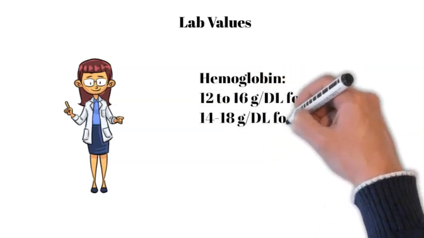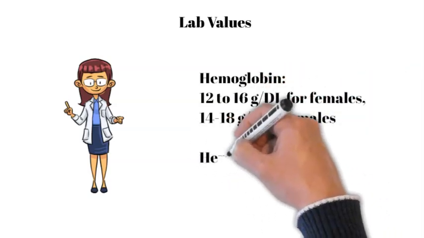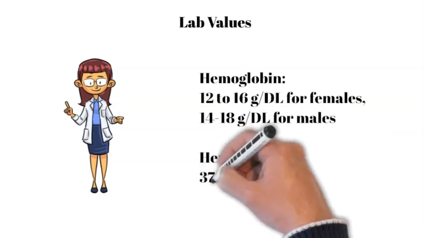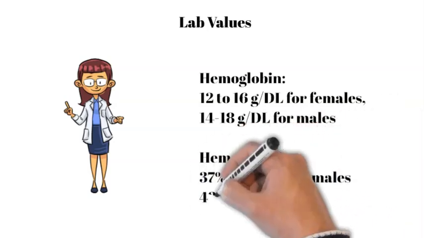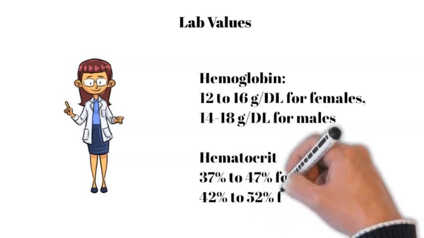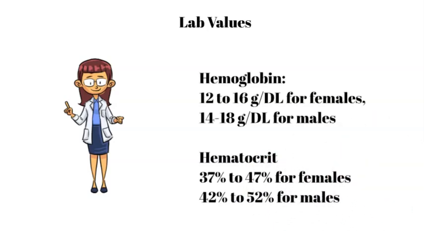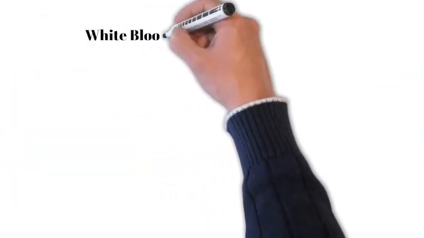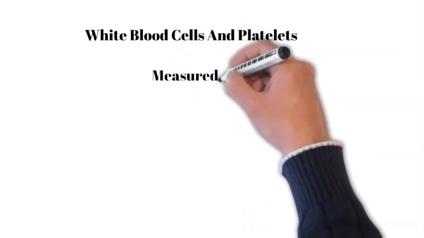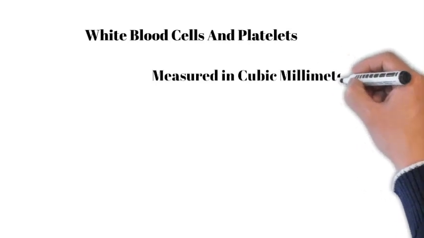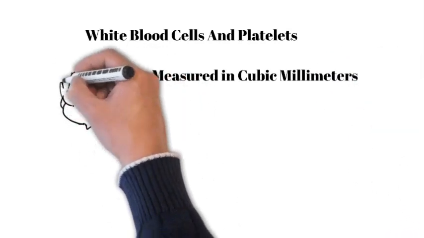The normal range of hematocrit levels is between 37% to 54%. That is 37% to 47% for females and 42% to 52% for males. White blood cells are measured in the number of cells per cubic millimeter. The normal range is between 5,000 to 10,000 per cubic millimeter.